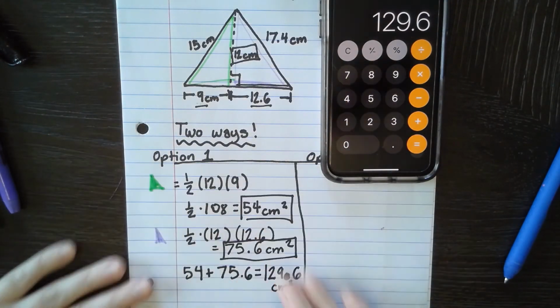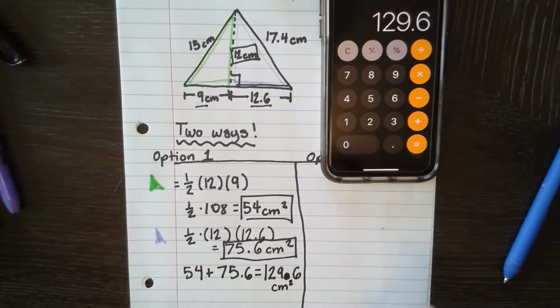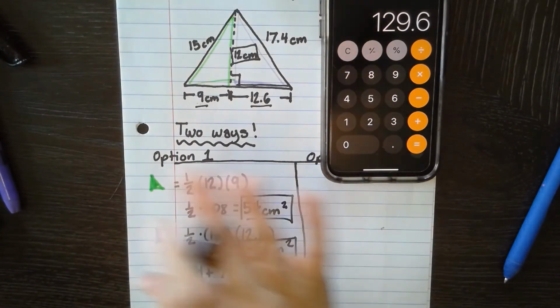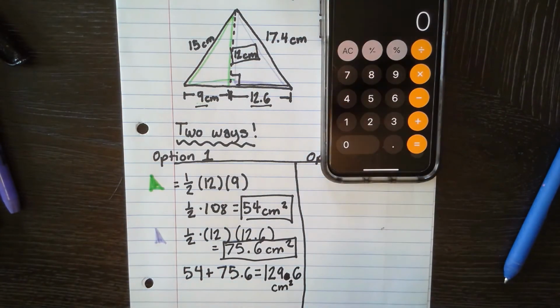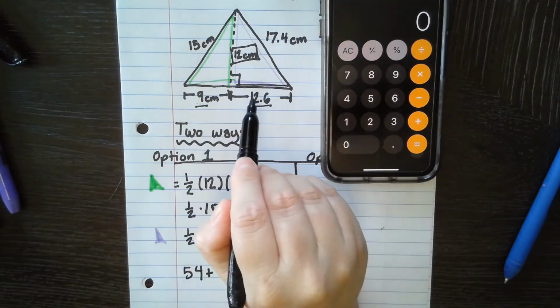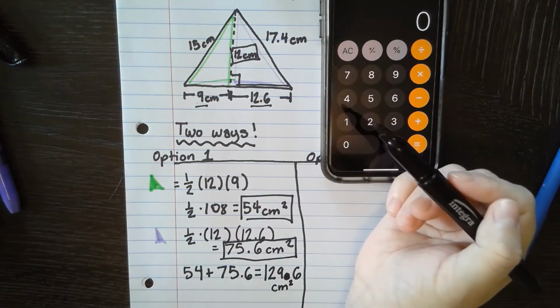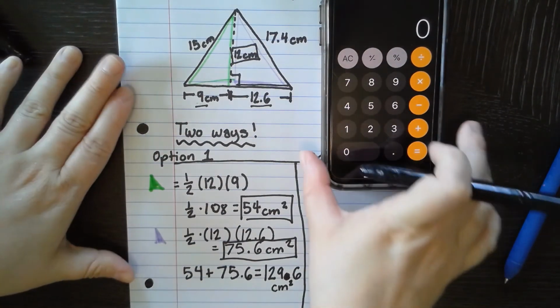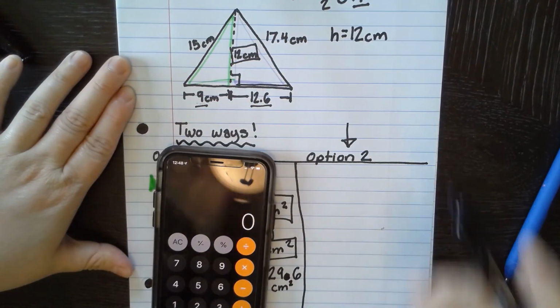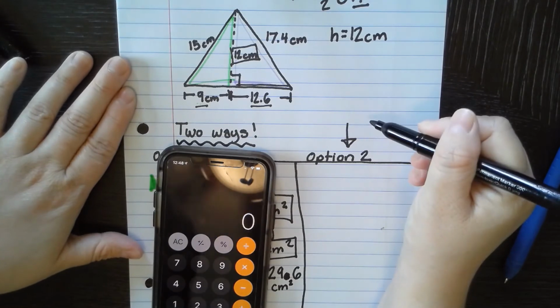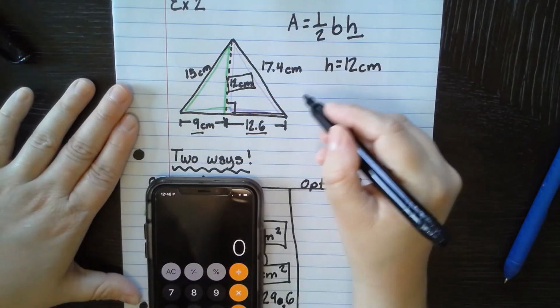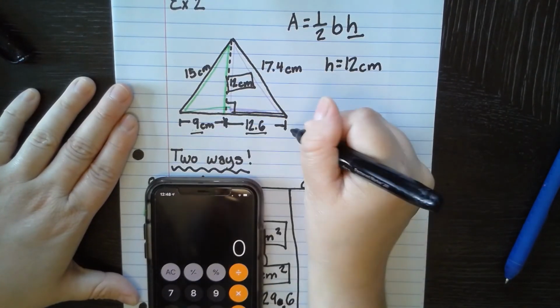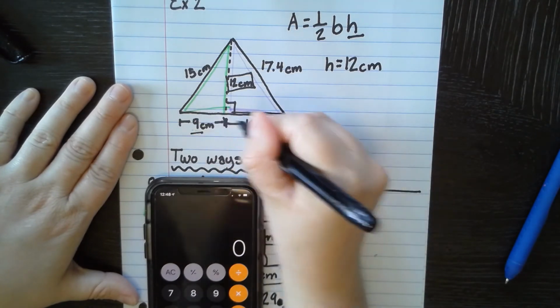Okay, that's option 1. Now, some of you might be thinking, geez, Miss Fisk, that's going to take a lot of time. Why don't we just add the two numbers on the base together to get one base? That's exactly the way I would do it for option 2. This is what I would do for option 2. I would honestly take these two numbers and add them to get that total length of the base.